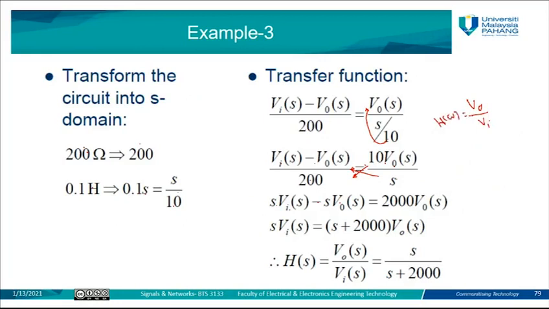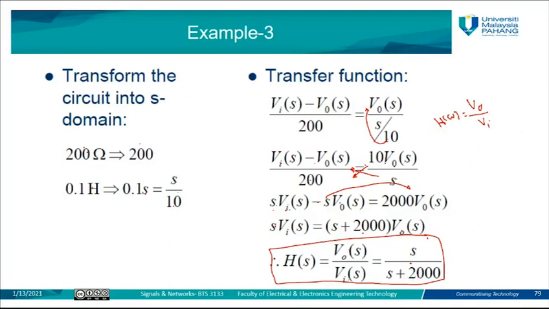Okay. So how do we find this one? You just rearrange this equation. Take V out to the other side. So you have S V out plus 2000 V out, so it becomes S plus 2000 times V out. In this case, you have here S V in, so I divide over V in. So I have V out over V in equal to S over S plus 2000. So this will be our transfer function, or H of S or H of omega or H of jω. Okay. So H equals S over S plus 2000.